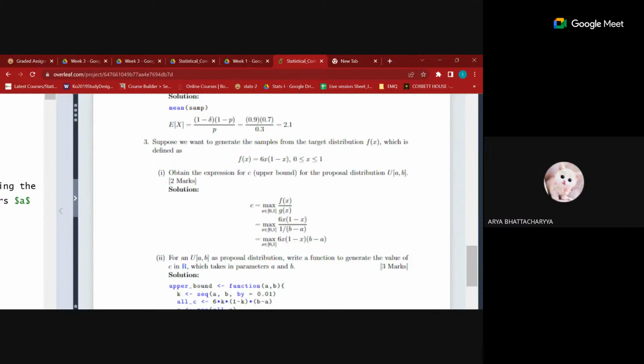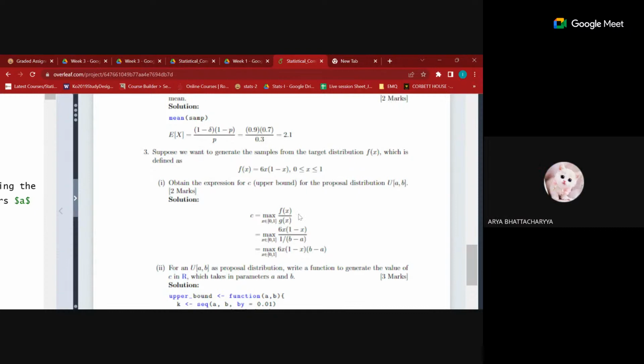Which intermediate steps are you referring to? Like c is equal to max f(x) by g(x), which is max 6x into 1 by 1 minus x. All of these steps I have written, you can see my screen, right? So we don't need to write them, because that is just derivation? You just said that we just need the final expression, right?